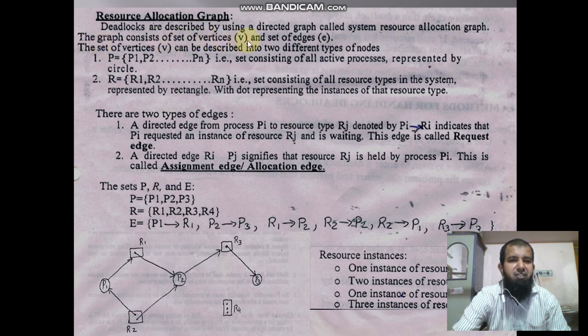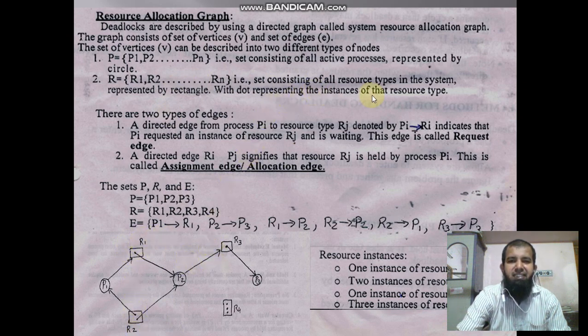The graph consists of a set of vertices V and a set of edges E. P1, P2, P3 are all vertices. P is equal to P1, P2, P3, ..., Pn, the set consisting of all active processes, represented by circles. R is equal to R1, R2, and so on, the set consisting of all resource types in the system, represented by rectangles.